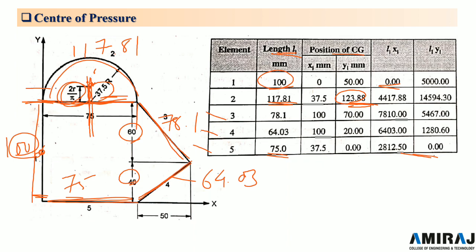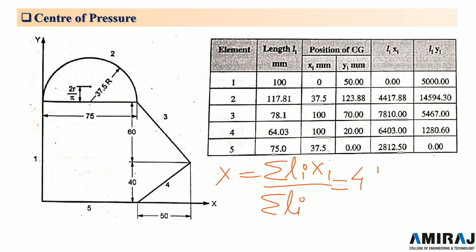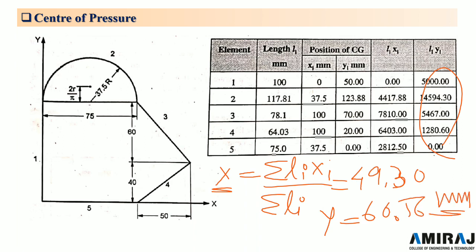So in this way we can find and calculate the sigma. We have to put the sums in the equation. X is equal to sigma Li xi divided by sigma Li. So the x will be around 49.30 mm. Similarly we have to put the values in the y equation, so we will get 60.56 mm, which is the center of pressure. So in this way we calculate the center of pressure.